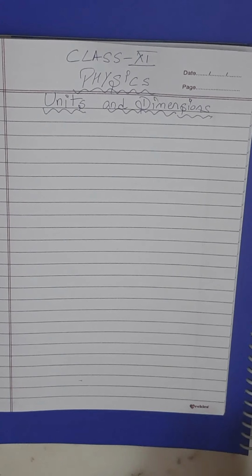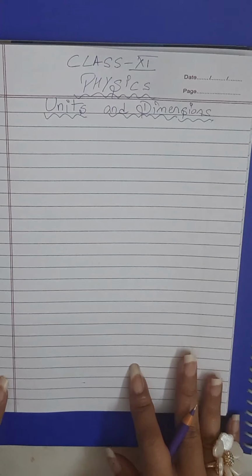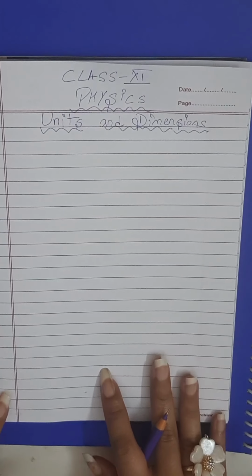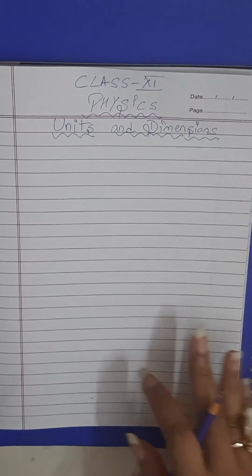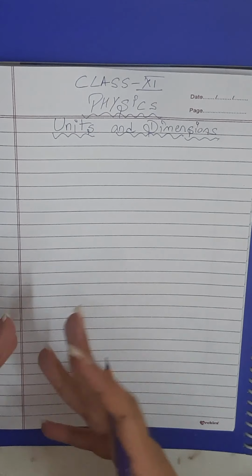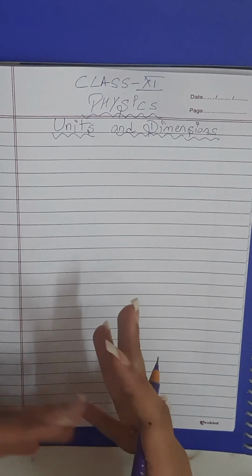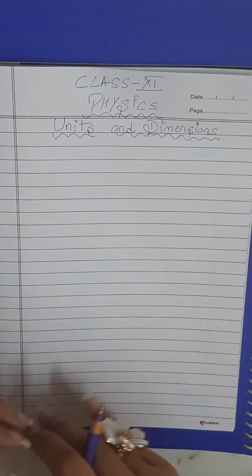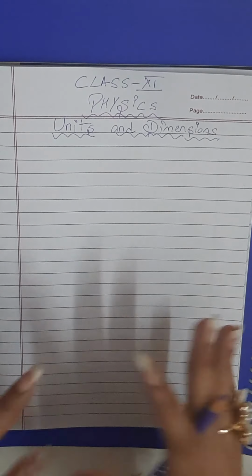Hello students. So in this lecture we are going to start off with the first chapter of class 11th physics, which is units and dimensions. See, by now you have learned about a lot of units. आपने units के बारे में बहुत कुछ पढ़ा है, like length has the unit meter, area has the unit meter square, volume has the unit meter cube. Likewise, mass has the unit kg and so on, right?